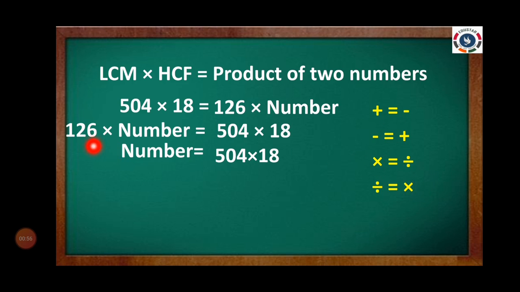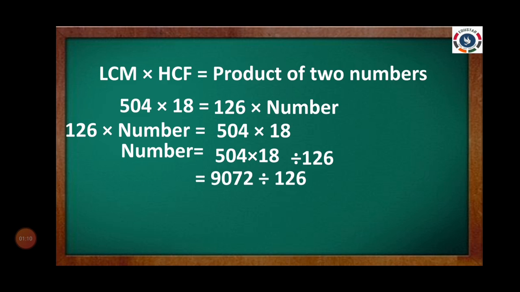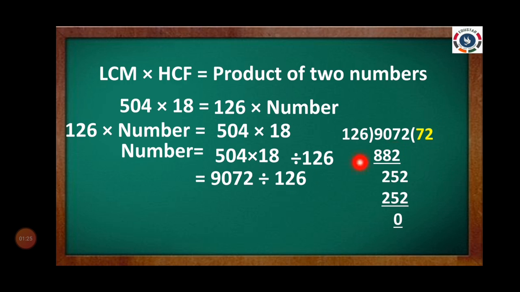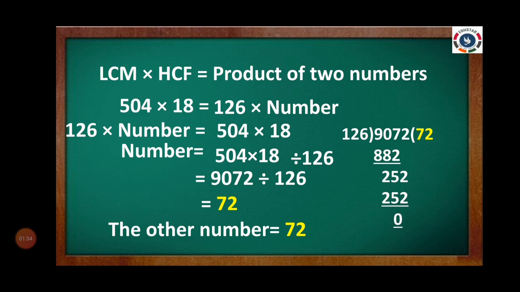So here 126 is multiplying. So we are going to bring it after the equal to, so it will become divide. So divide by 126. Then we multiply these two values, 504 into 18, we get 9072. Then divided by 126. Then you divide the value as usual. While dividing, we get quotient 72. So that is the answer. You take and write it here, equal to 72. So the second number, I mean the other number, is 72. Have you understood that?